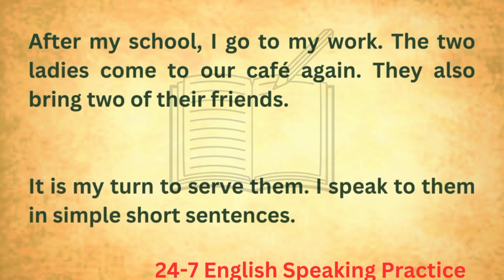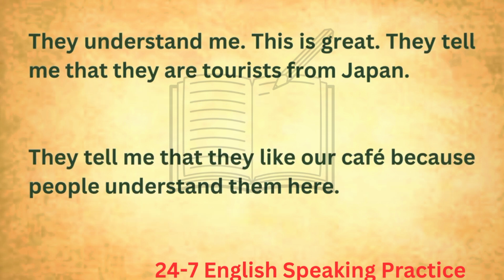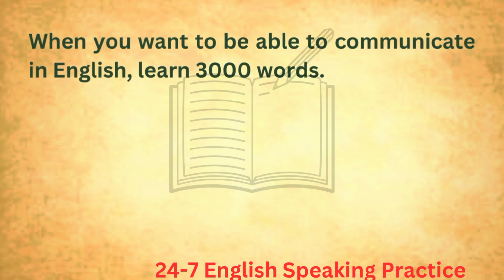After my school, I go to my work. The 2 ladies come to our cafe again. They also bring 2 of their friends. It is my turn to serve them. I speak to them in simple, short sentences. They understand me. This is great. They tell me that they are tourists from Japan. They tell me that they like our cafe because people understand them here. When you want to be able to communicate in English, learn 3,000 words.